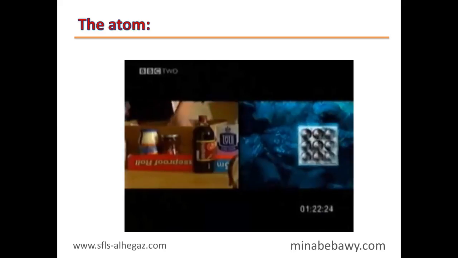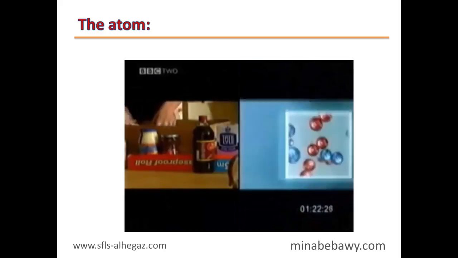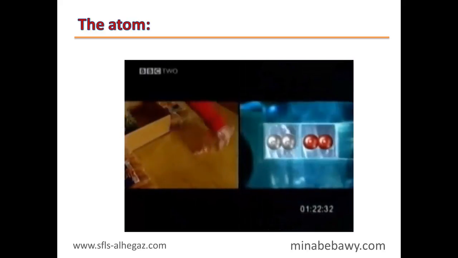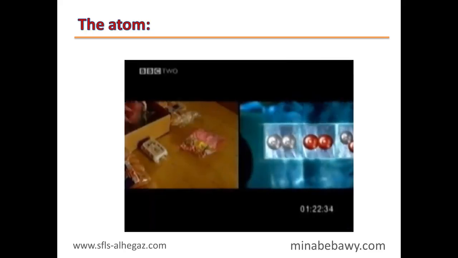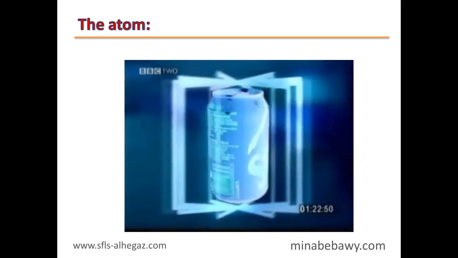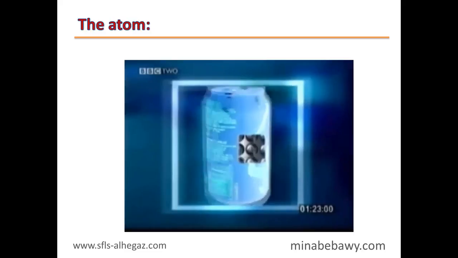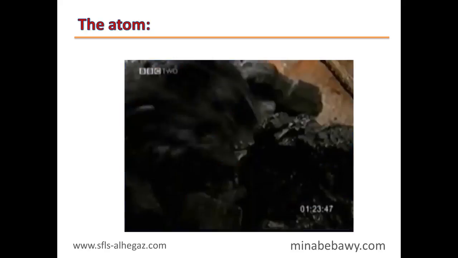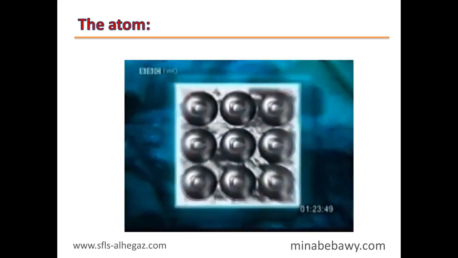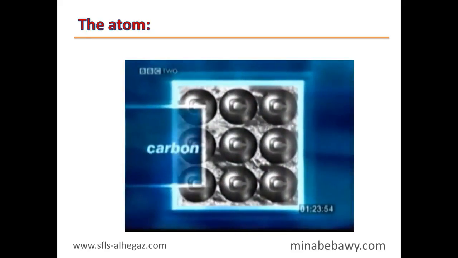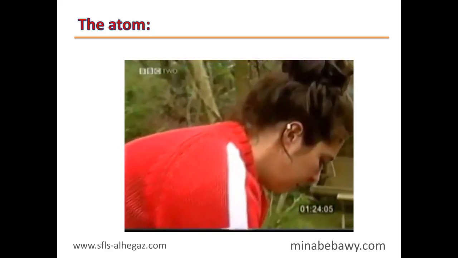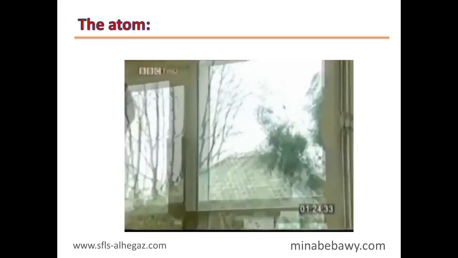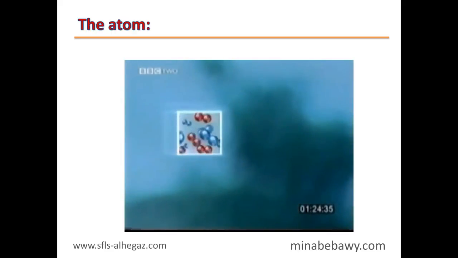Atom. As you can see, everything around us is formed of molecules, as we saw from our previous lesson. For example, this can consist of aluminum molecules, which are formed from aluminum atoms. These pieces of coal are formed of carbon. They are formed of carbon atoms. This piece of gold is formed of gold molecules, which are formed from gold atoms.